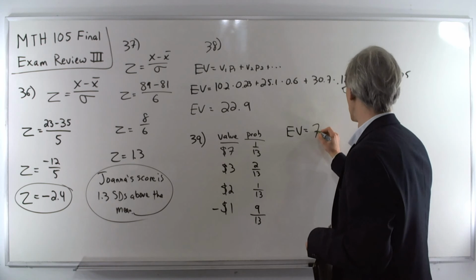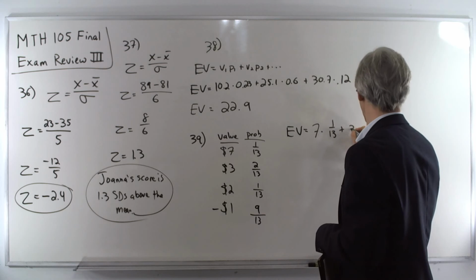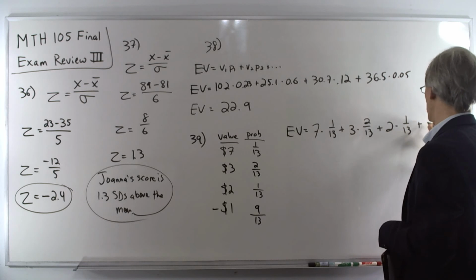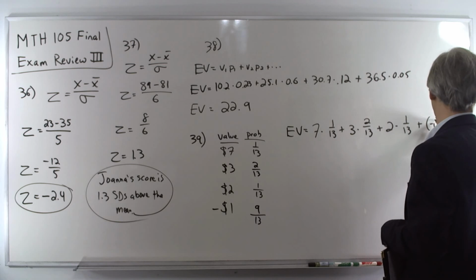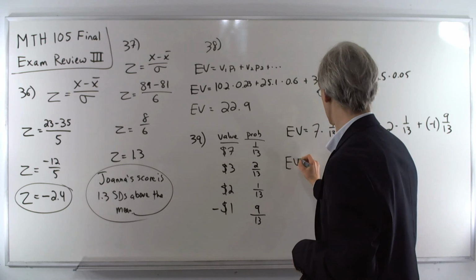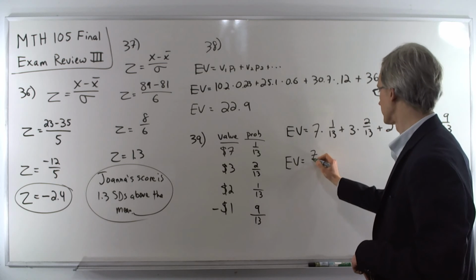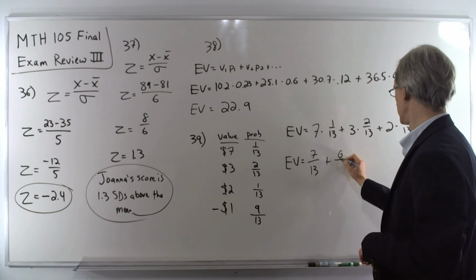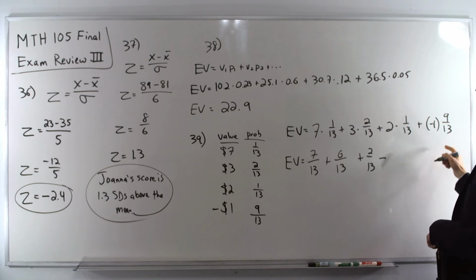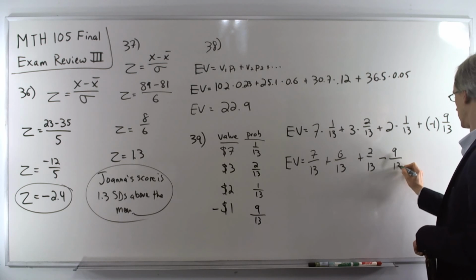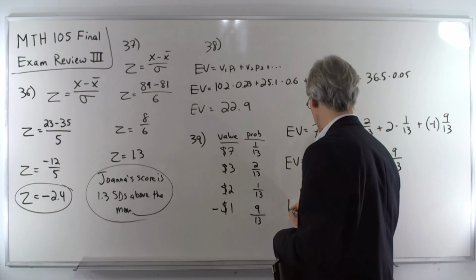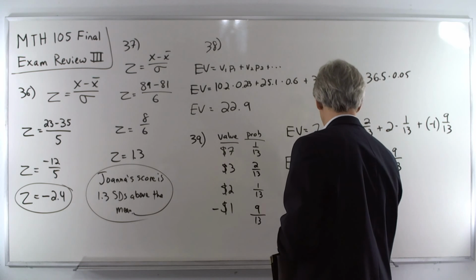So EV will be 7 times 1/13 plus 3 times 2/13 plus 2 times 1/13 plus the last one, negative 1 is the value, so negative 1 times 9/13. I'm going to multiply these to get 7/13 for the first fraction, 6/13 for the next one, 2/13 for the next one, and then I'll just change this to subtraction, minus 1 times 9 gives us minus 9/13. Now if we add up all the numerators, we get 6. So the expected value is 6 out of 13.